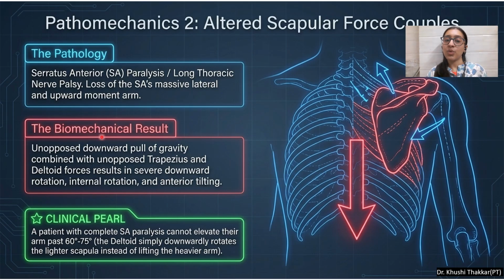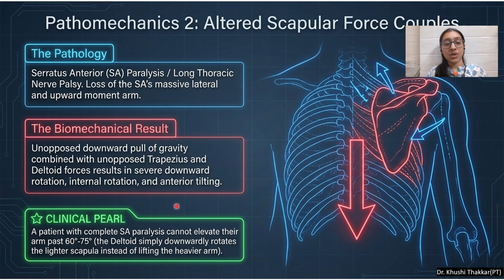The unopposed downward pull of gravity is going to pull downwards along with the trapezius and deltoid forces. Now these all will result in a downward rotation, internal rotation and anterior tilting. Means the medial border and the inferior angle of the scapula is going to tip outwards. That is scapular winging. Now this scapular winging happens not only because of serratus anterior muscle weakness, but because of the unopposed muscle action of deltoid, trapezius, and of course gravity. Remember this for your clinical rehabilitation.